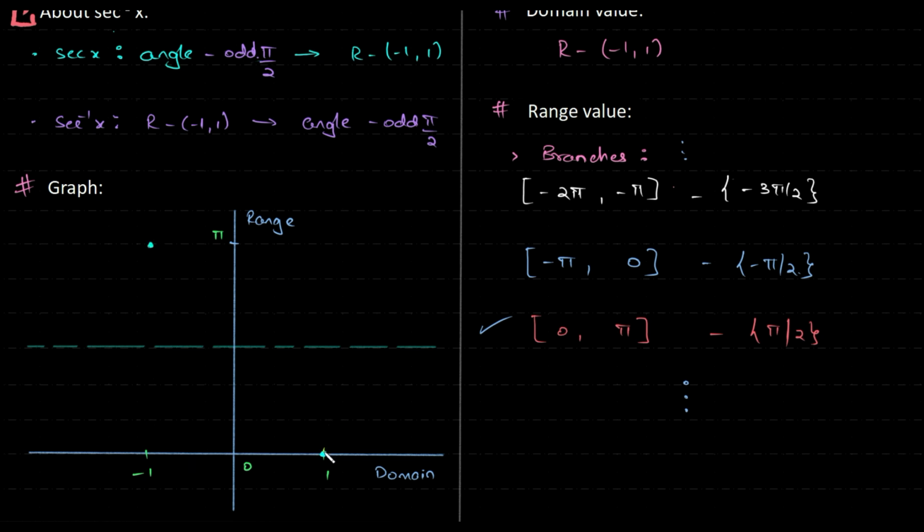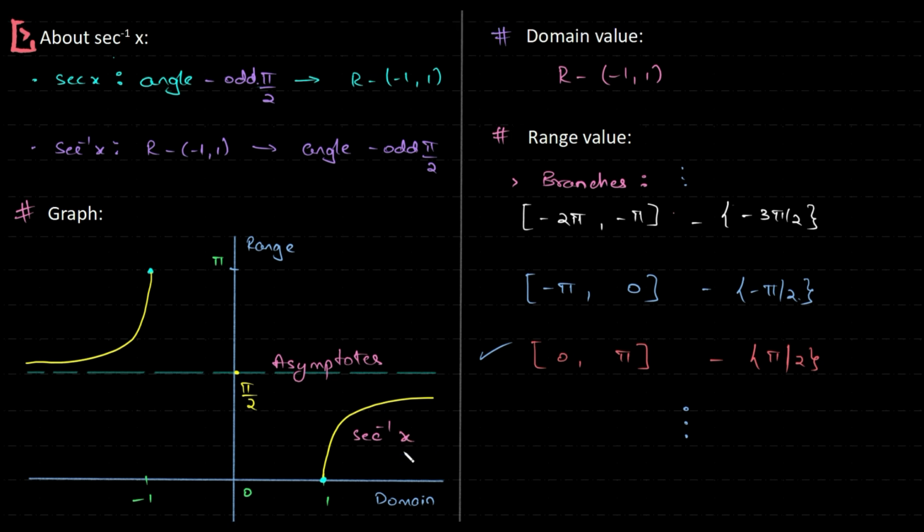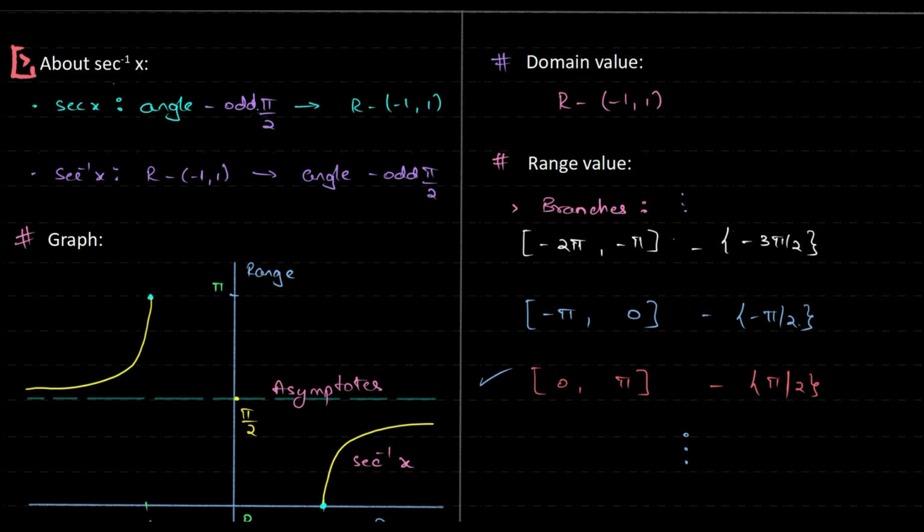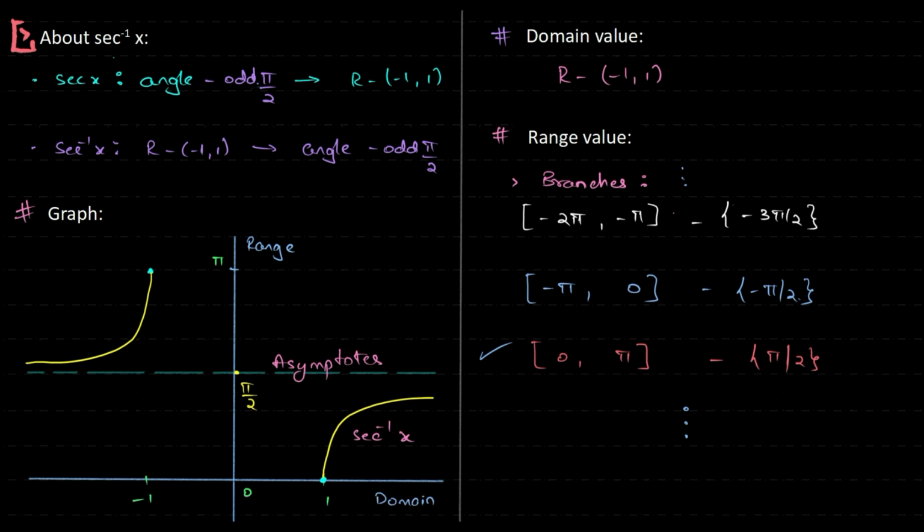And so we have the graph moving in this manner over here, and over here it would be in this manner, and this would be your pi by 2. The line which the graph cannot reach, called your asymptote, is this line. And this is your secant inverse of x, right guys? Yeah, so these would be your details.